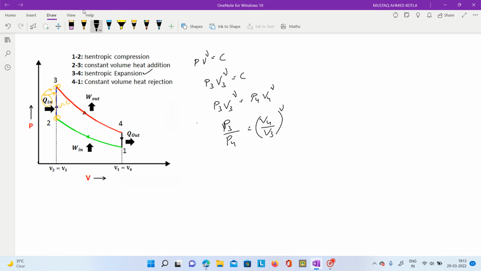And also we know that T3 by T4 equals (V4 by V3) whole power gamma minus 1, right? Here is the main issue. We think that V1 by V2, V4 by V3, equals the compression ratio, which we have already found in the 1 to 2 process. No, friends, it is very wrong. Don't get confused. The formula is only for V1 by V2, not for V4 by V3.